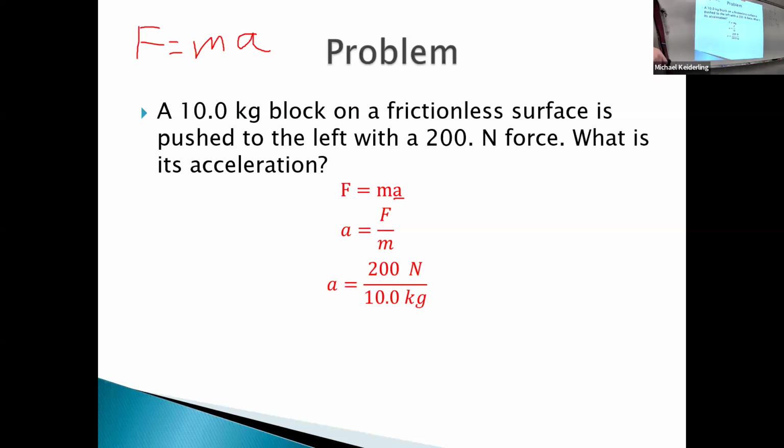So 200 newtons divided by 10 kilograms gives us an acceleration of 20 meters per second squared, and the direction is to the left. Which I think I forgot to put in there, but 20 meters per second squared to the left, because I gave a direction in the description.